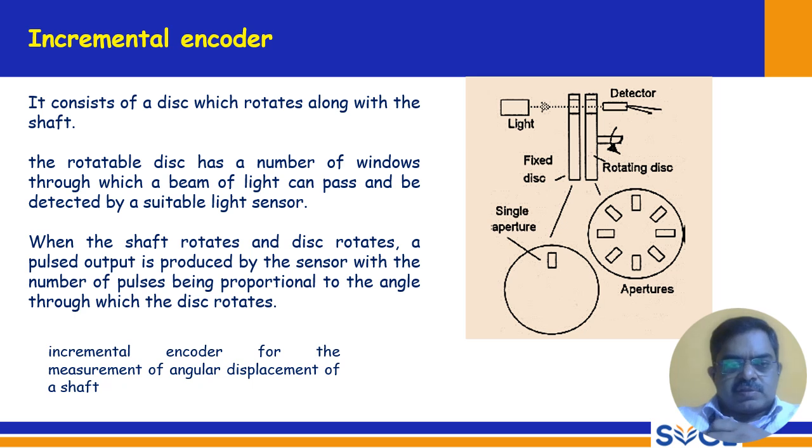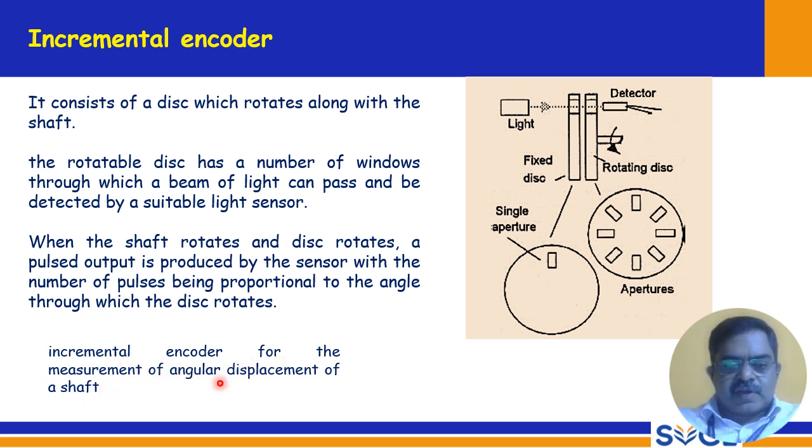Incremental encoders, first we will see the incremental type. It consists of a disk which rotates along with the shaft. The rotatable disc has a number of windows, these windows are known as apertures, through which a beam of light can pass and can be detected by a suitable light sensor. So there is a light encoder, optical encoder. When the shaft rotates, the disc rotates, so these two are interrelated. A pulsed output is produced by the sensor with the number of pulses being proportional to the angle through which the disc rotates.